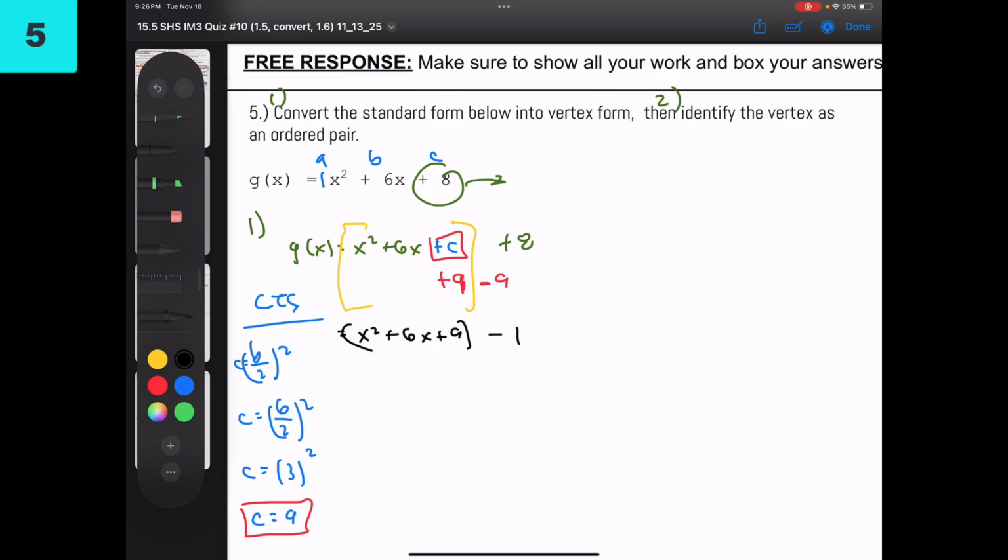Okay, let's go ahead and factor that now. So A is 1, B is 6, C is 9. So that'll be 9, your B value is 6, and that'll be 3 and 3. Multiplies to be 9, adds to be 6.